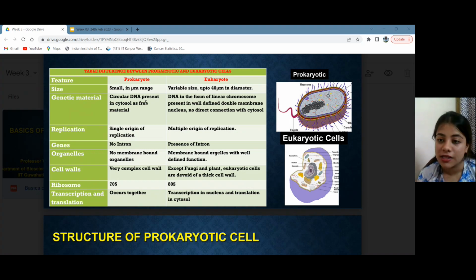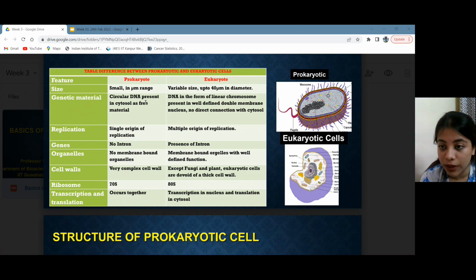Then come the genes. When we talk about genes, in prokaryotes there are no introns, whereas eukaryotes obviously do have introns. They have interrupted genes, which are interrupted by introns, whereas prokaryotes do not have those structures. Then come the organelles. Organelles are not membrane bound in prokaryotes, whereas in eukaryotes they are membrane bound. Cell walls: prokaryotes have complex cell walls, but eukaryotes do not, except of course fungi and plants. Animals do not possess a thick cell wall.